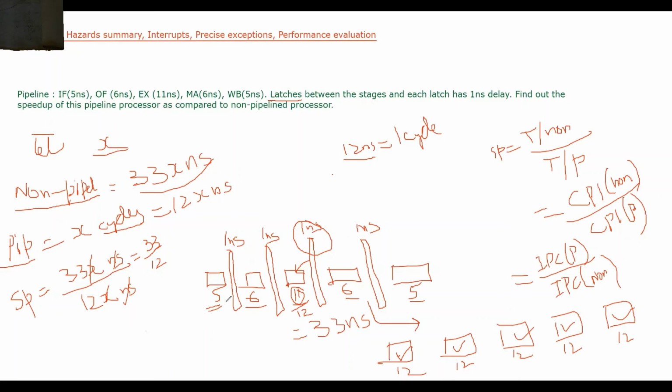For example, this 5 plus 1 forms 6. This 6 plus 1 forms 7. 11 plus 1 forms 12. 6 plus 1 forms 7, and the last will be 5. So what is the maximum? 12. So we have said everyone will take 12. And one cycle will be treated as equal to the maximum value, and then accordingly we will calculate. So this was one problem related to the speedup of a pipelined processor.